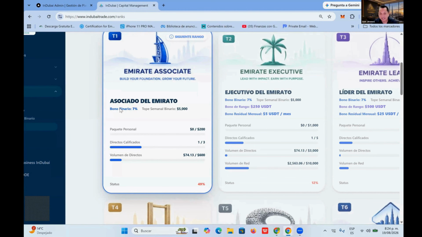Second rule, no wait, the first rule is the most important one, just this one, so we keep it in mind. Now let's explain how this bonus works. It says that this bonus, the binary bonus, you collect 7%, but 7% of what? Let's give an example.